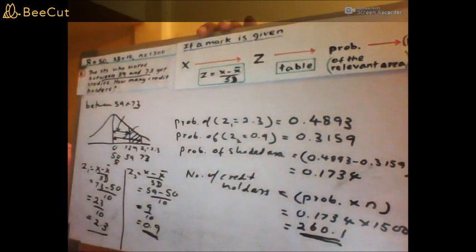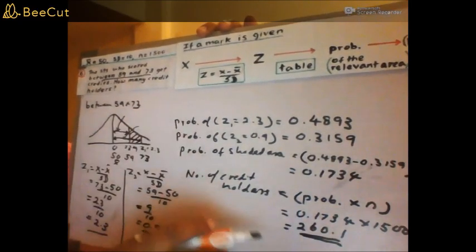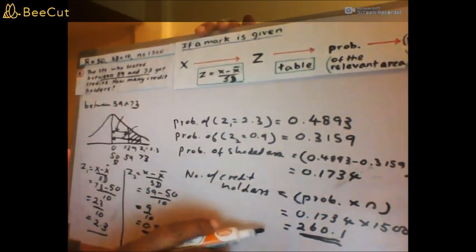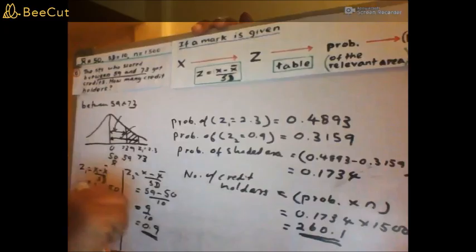Check, right? Check all these things. That means 260 students are credit holders.